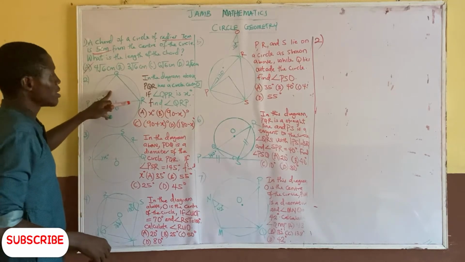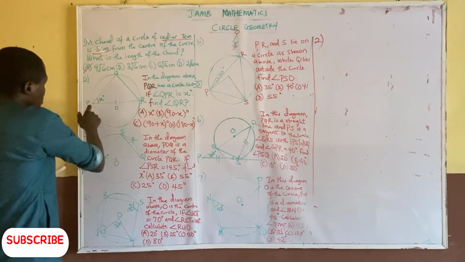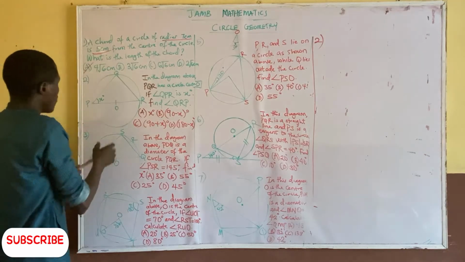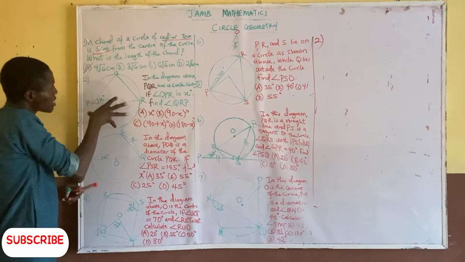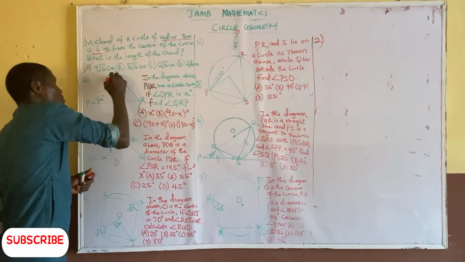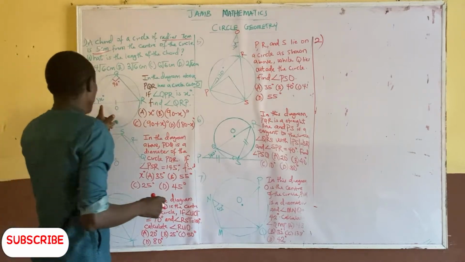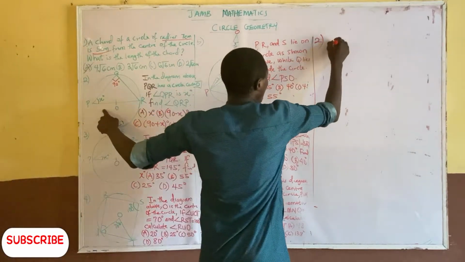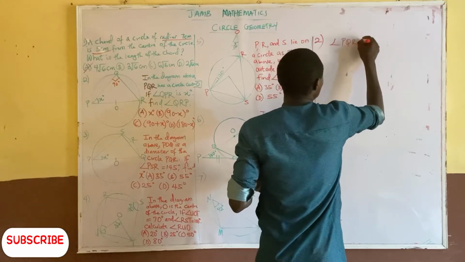When you look at this circle geometry very well, you can see that this is a semicircle. Whenever you have a semicircle in a circle geometry, the angle here will be equal to 90 degrees. So this angle here is 90 degrees. So angle PQR is equal to 90 degrees.